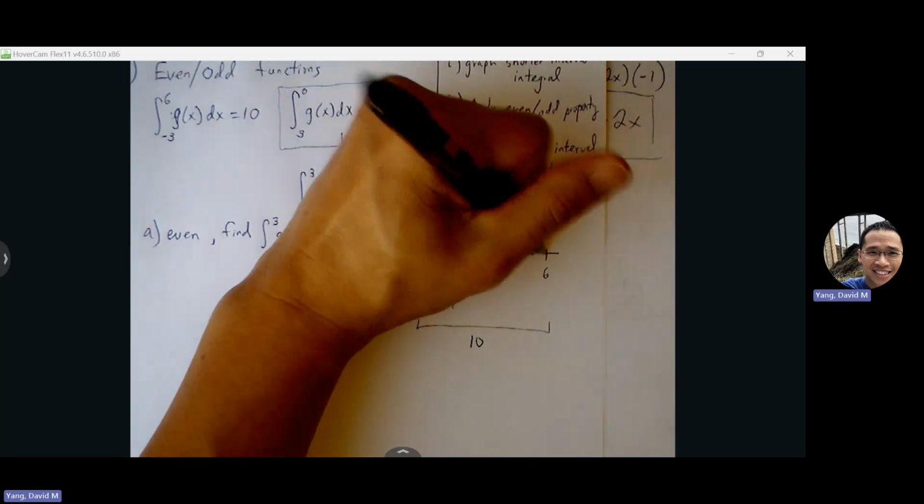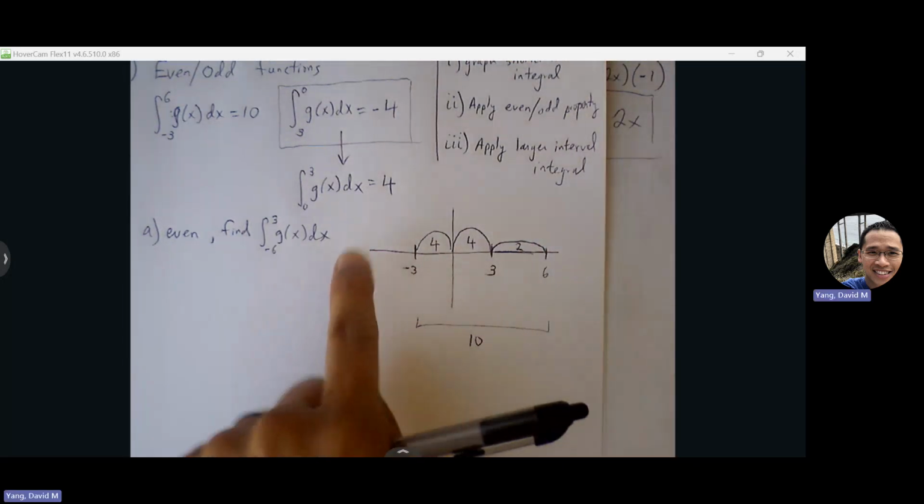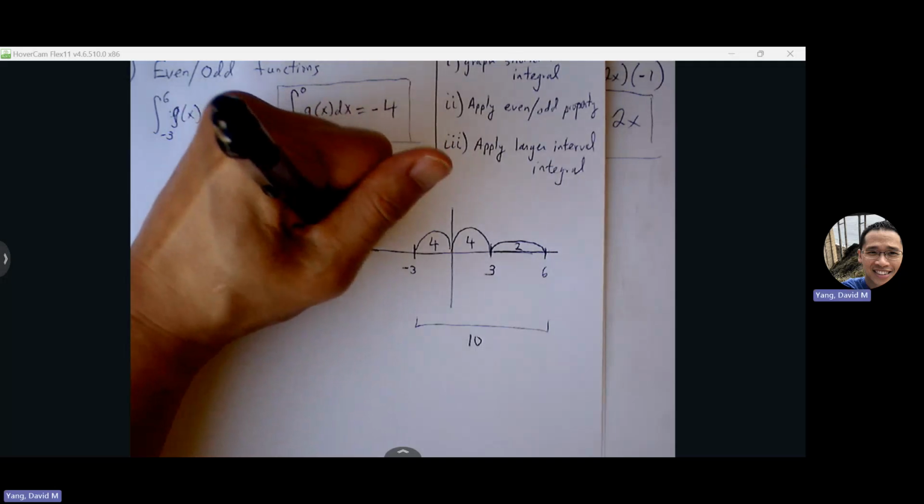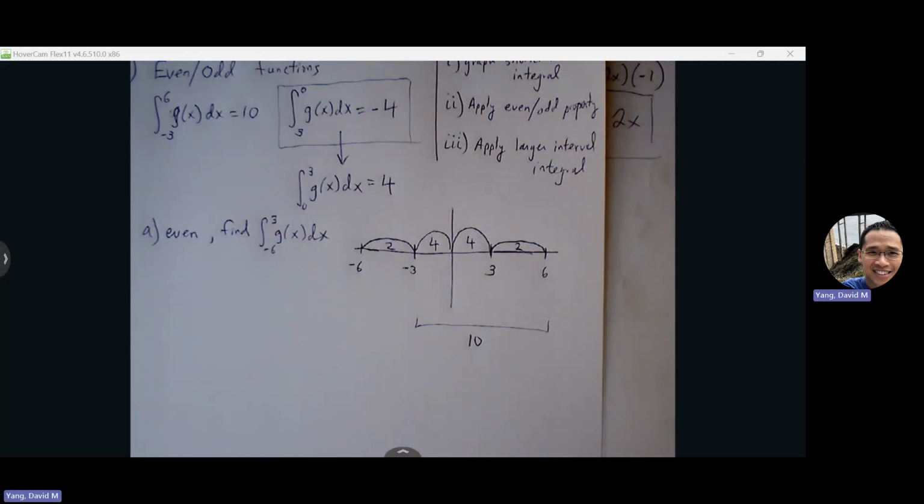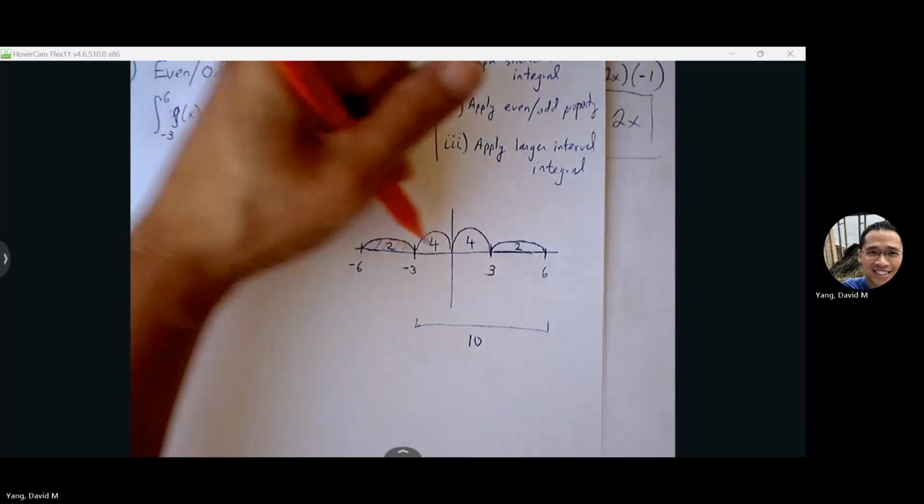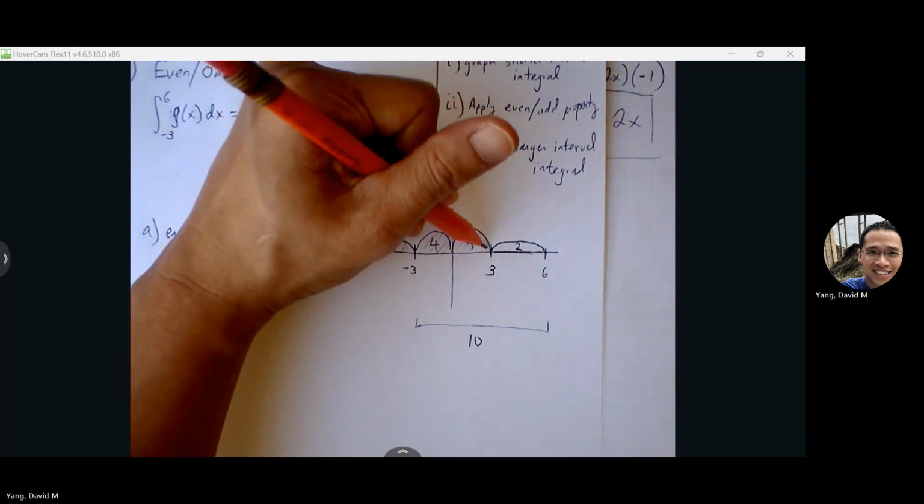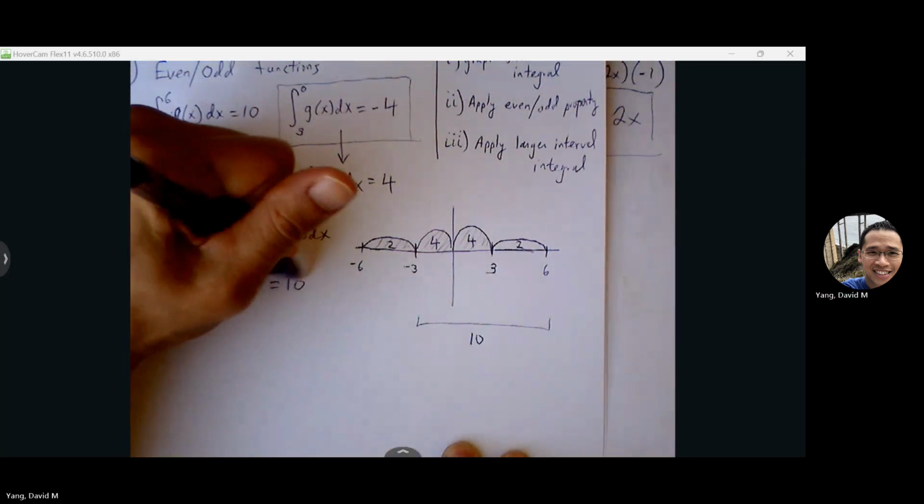Because we know that the total region will add up to be 10. So if this is 2, then what can we say about the other side? Also 2. Now we can total the region that they're asking for from -6 to 3. Which is 10.